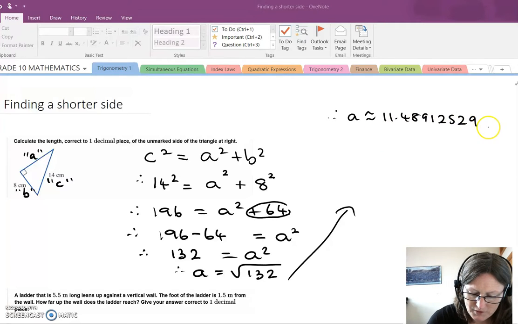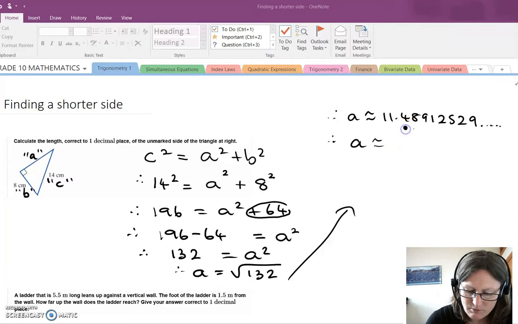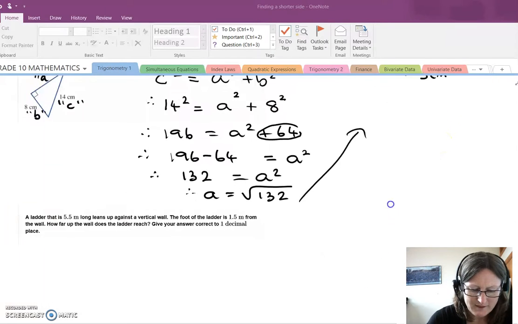11.489125529. Approximately, because it keeps going, our calculator screen just ends, so we have rounded it off. The question wants us to round it off further. It wants us to do it to 1 decimal place. There's 1 decimal place. Let's look at the number afterwards. That is greater than 5. Therefore, this 4 here goes up 1 to a 5. So A is approximately 11.5 centimetres. Let's look at the next example.